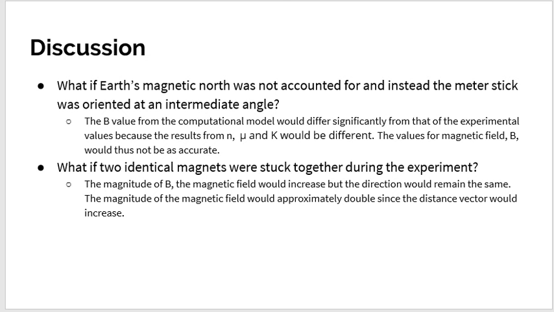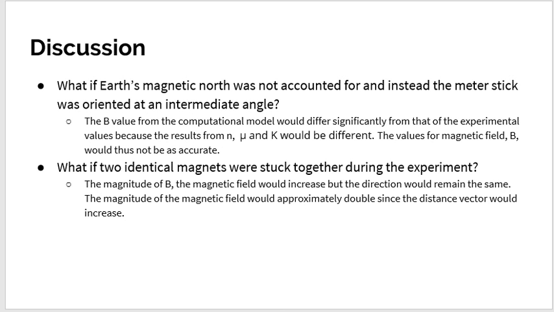To conclude in discussion, if the Earth's magnetic field in the north had not been accounted for, and an angle other than 45 degrees was chosen to orient in this experiment, the magnetic field would differ significantly from the experimental values that I found. This is because the computed values for n, mu, and k would be significantly different.